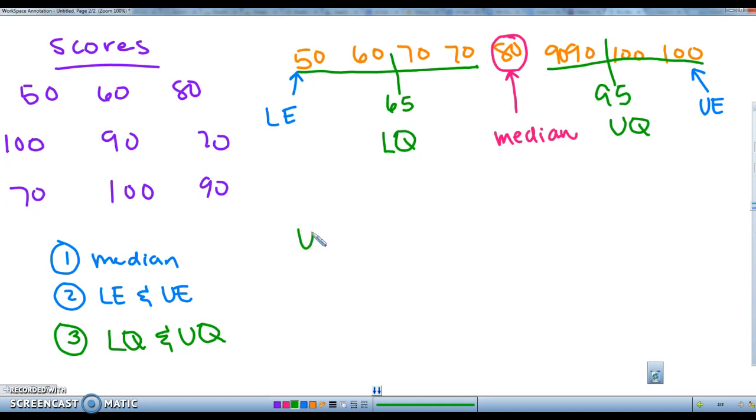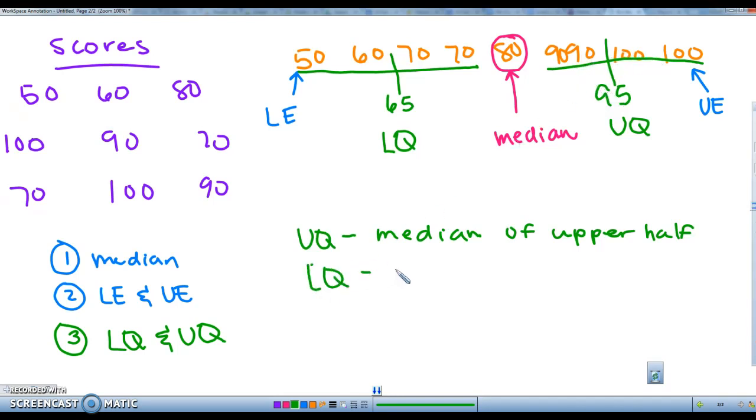And if we needed to define those, our upper quartile is the median of the upper half. So, you know, my 2 middle numbers were 90 and 100. I add them together, that's 190. I divide by 2, that's where I get my 95. Also 95 is right in the middle of 90 and 100.